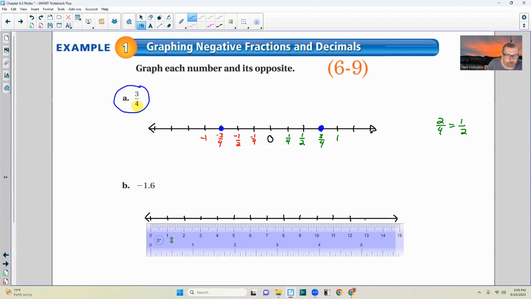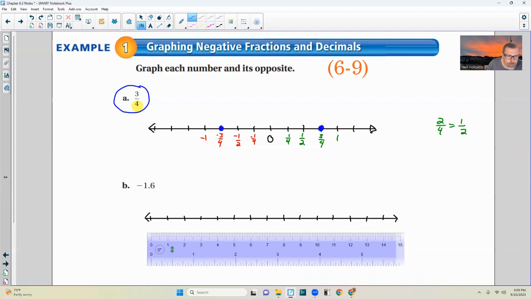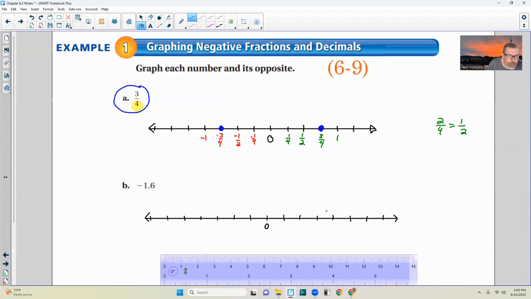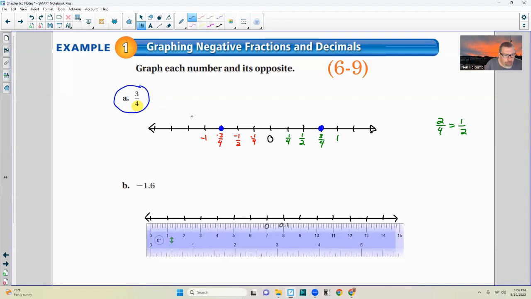Don't write what I'm going to do right now. I'm going to show you what not to do. If I put 0 here, and I go 0, 0.1, 0.2, 0.3, I should put zeros here. Don't write this. Again, do not write this. 0.4, 0.5, 0.6, 0.7. I'm not at 1.6 yet, or negative 1.6. I'm running out of room. So that is what you don't do. So what do you do?